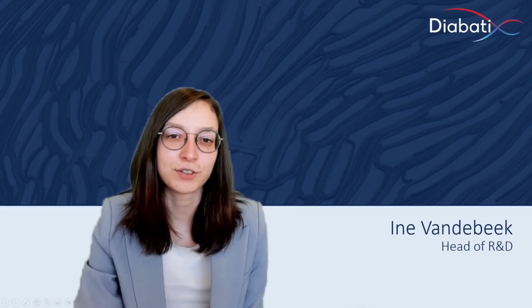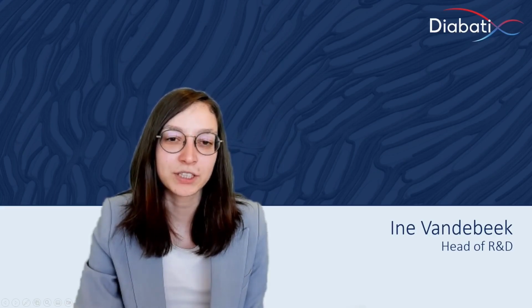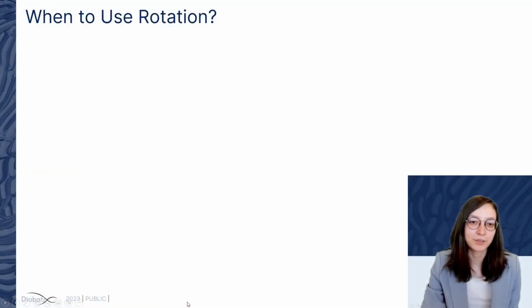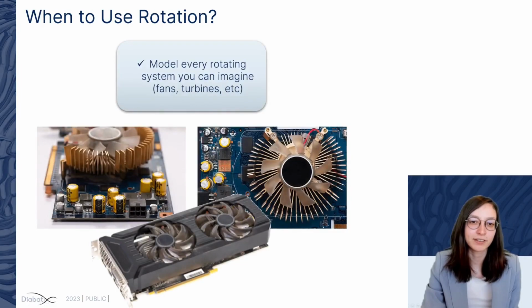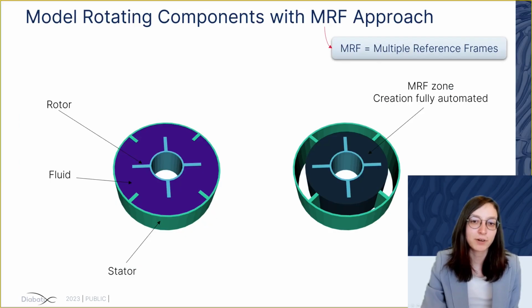ColdStream 3 also introduces another new powerful feature. You can now enable rotation in simulations and designs using a technique called the multiple reference frame. This approach allows us to simulate systems that involve rotating components such as fans, turbines, or impellers, and to optimize the performance of rotating components as requested by several of our customers. Multiple reference frame, or MRF in short, refers to the fact that the flow is computed using both a rotating and a stationary reference frame.